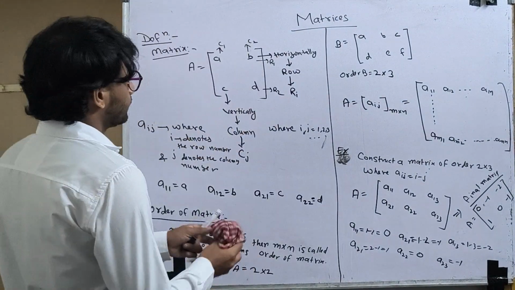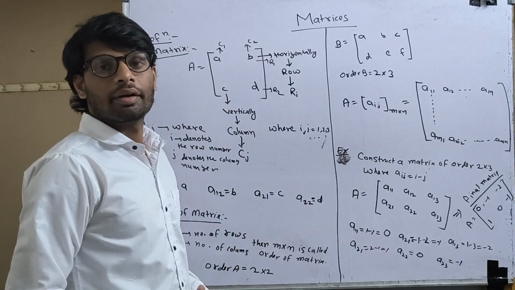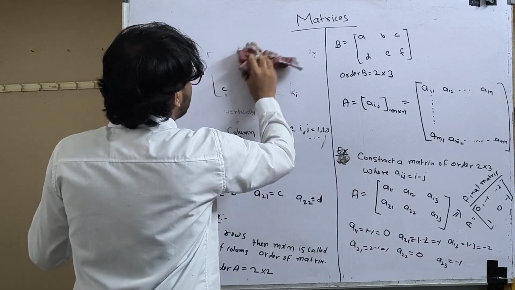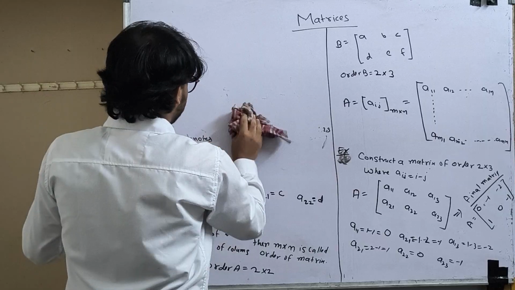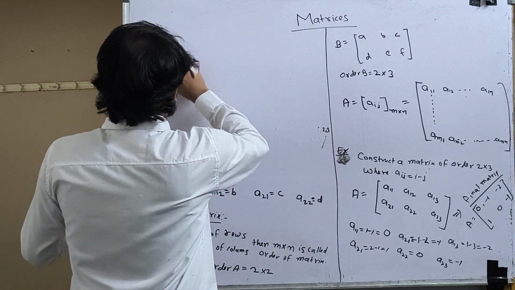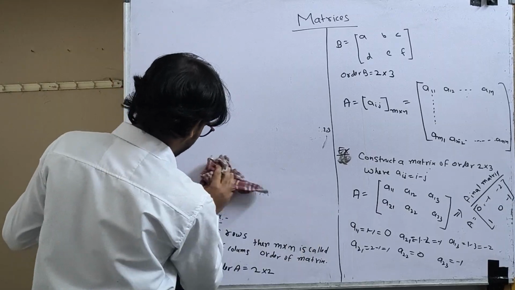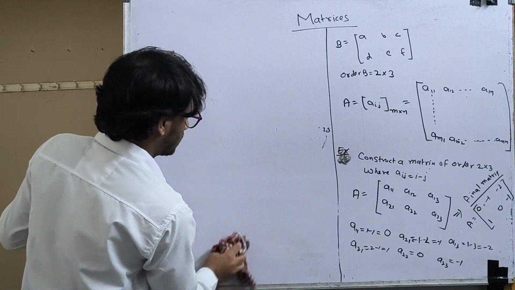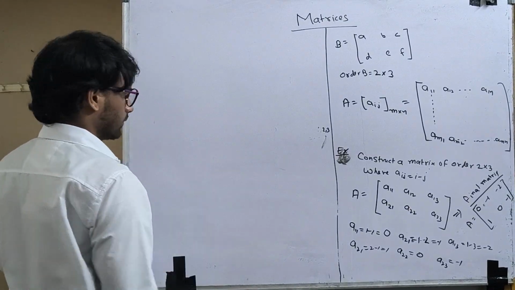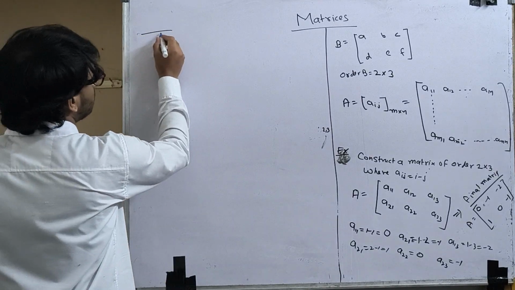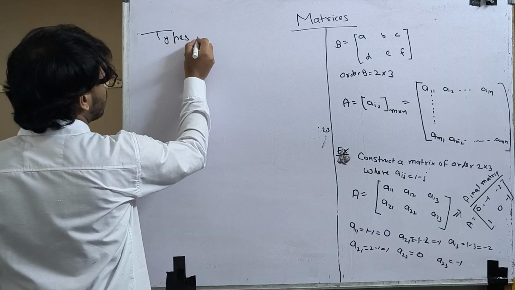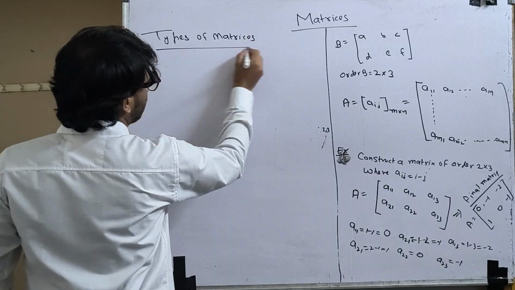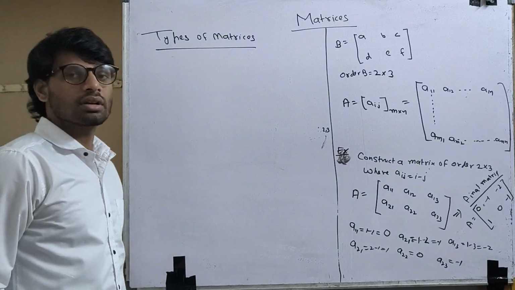Now we will discuss types of matrices. The first one is the row matrix.